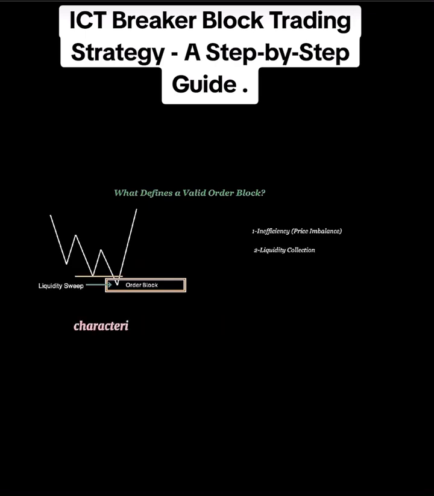The second key condition: liquidity collection. Order blocks are characterized by their ability to collect liquidity. This happens when the market manipulates price, triggering stop losses or pending orders placed by retail traders. Smart money often uses these liquidity grabs to fuel their positions before moving the price in the opposite direction.